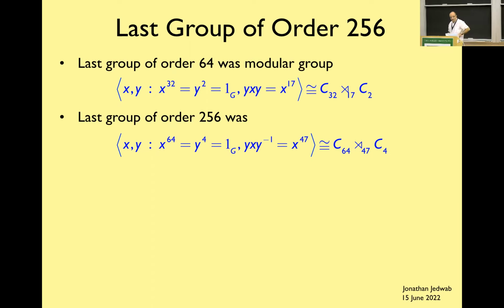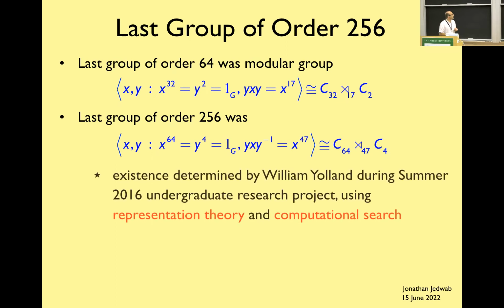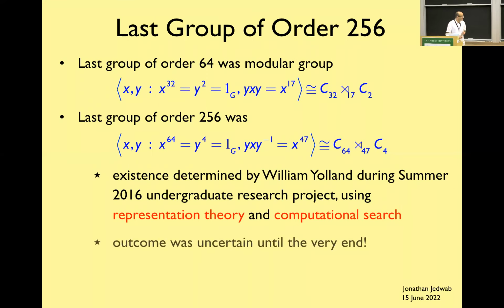So that's the last group of order 256, and the existence was determined by a summer student, William Yolland, who worked with me in 2016, an undergraduate research project. He used three things. I've mentioned two of them there: representation theory, computational search, and a vast number of emails to Jim and Ken, who at the time were in Singapore. And just like with the order 64 case, we really didn't know what the answer was going to be until the end.